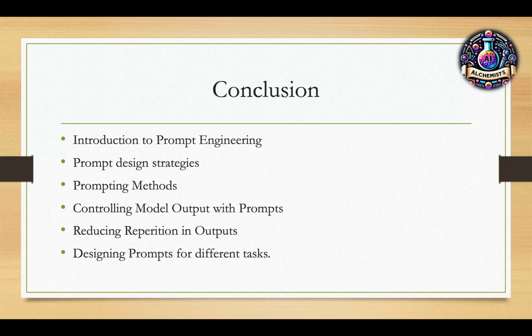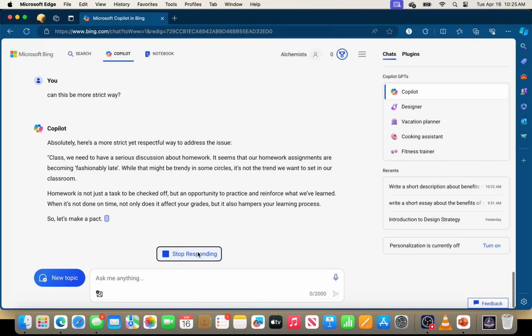So we covered the prompt design strategies and the prompting methods. Design strategies, I said, like instructions, and you can ask questions, you can put the context, and there are various commands available, so you can control the model output based on the prompts. You can say shorten it in one word, within this tone, can you be more strict? All those things are controlling the output with prompts. Reducing repetitions in outputs is based on your tweaking ways. And then designing prompts for difficult tasks. For example, oh my gosh, it's still going, I don't want it.